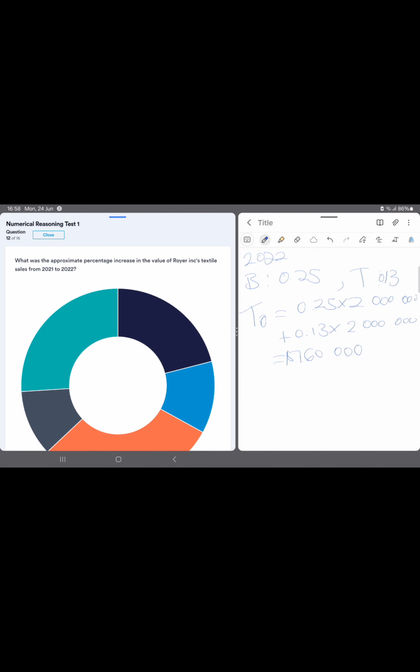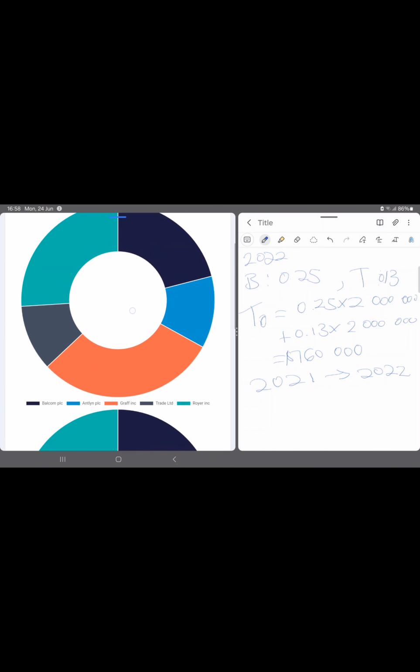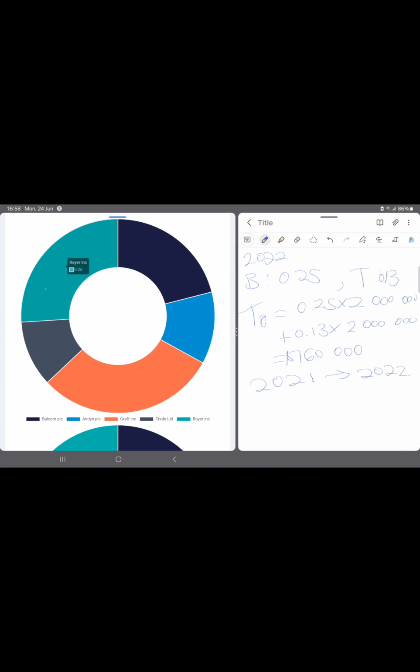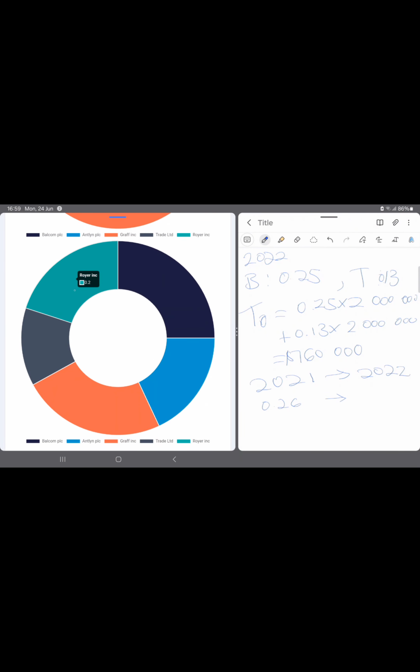Okay, and then moving on to the next question, it says, what was the approximate percentage increase in the value of Roya's textile sales from 2021 to 2022? Okay, so we are looking at 2021 to 2022. And then we can see that Roya is this one. So for 2021 it was 0.26 or 26%. Then for 2022, it's 0.2.